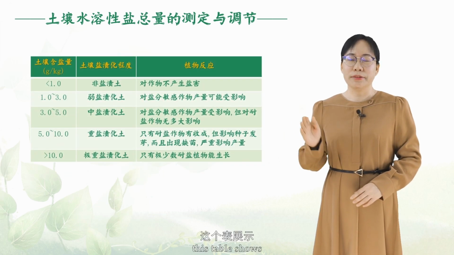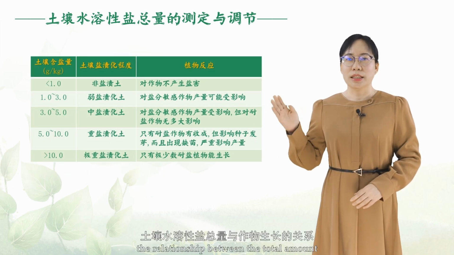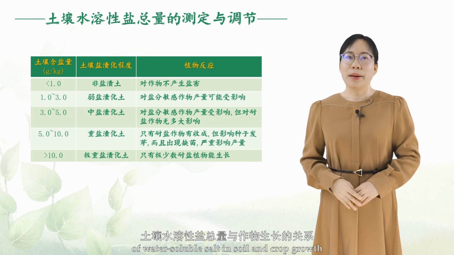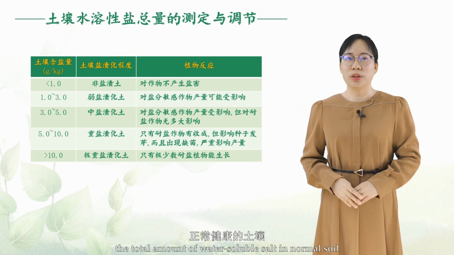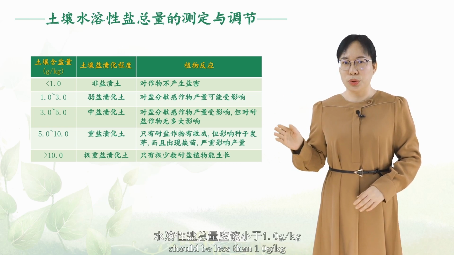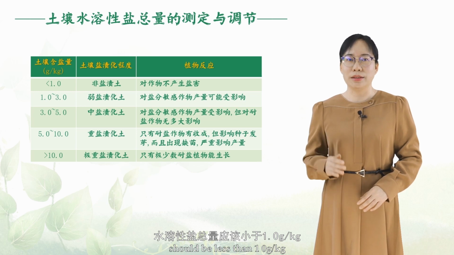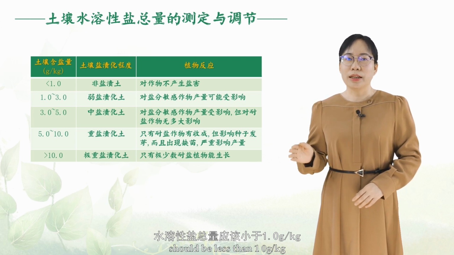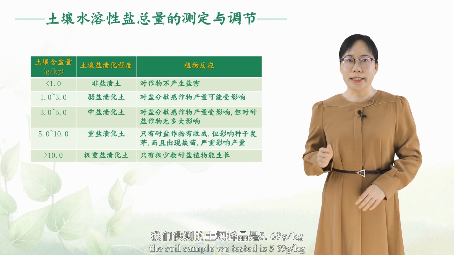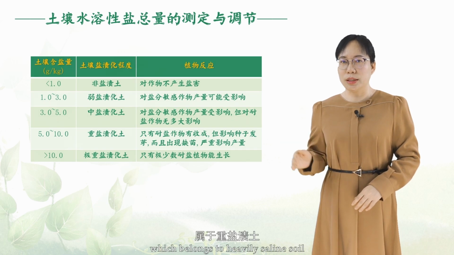This table shows the relationship between the total amount of water-soluble salt in soil and crop growth. The total amount of water-soluble salt in normal soil should be less than 1 gram per kilogram. The soil sample we tested is 5.69 gram per kilogram, which belongs to heavily saline soil.